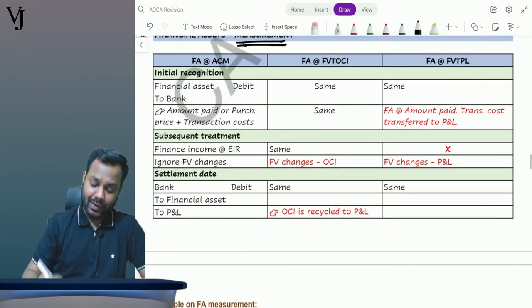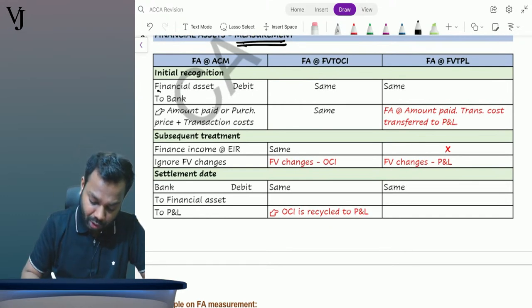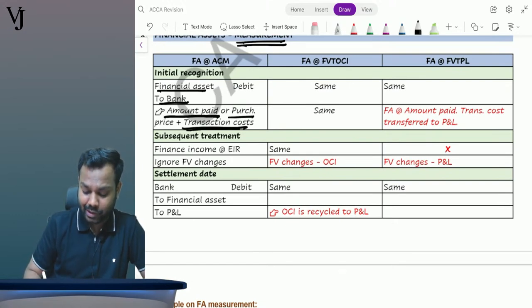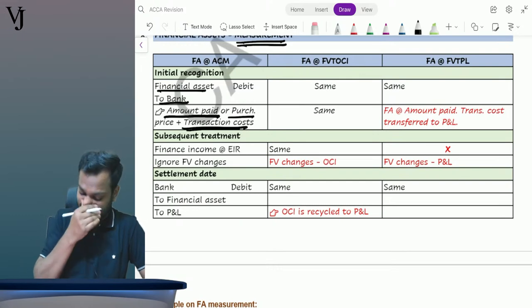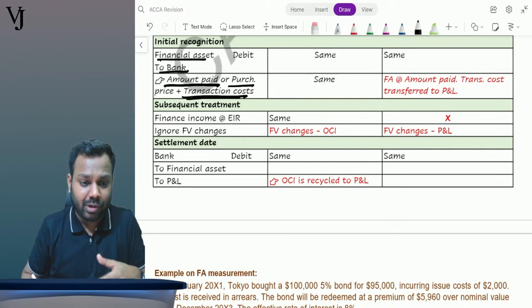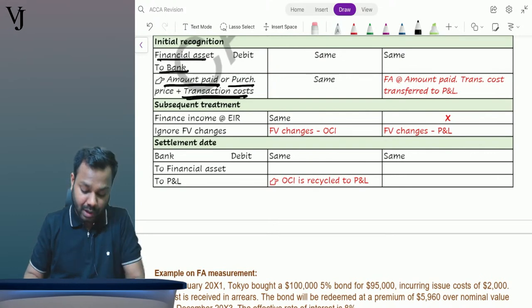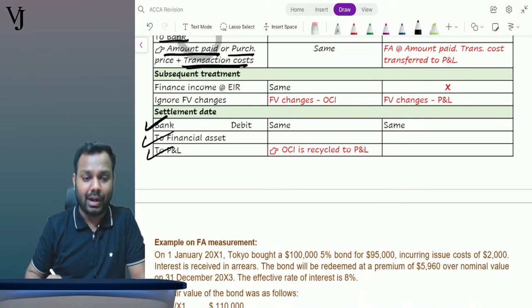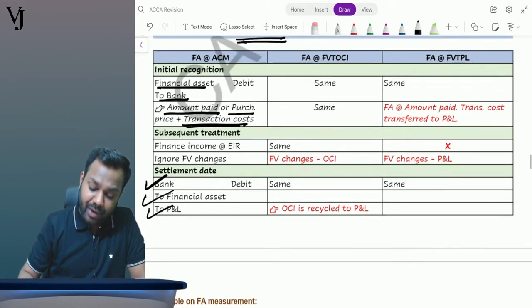Always understand that when the asset is at amortized cost method, you will record the financial asset account debit to bank, at the amount paid, the purchase price plus the transaction cost. Subsequently, you will record finance income, the contractual cash flows that you will receive. And on the settlement date, you will record the bank account debit to financial asset, basically.